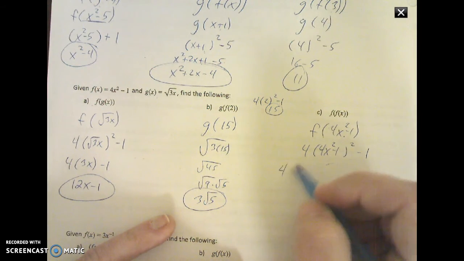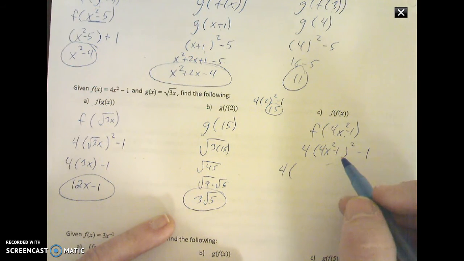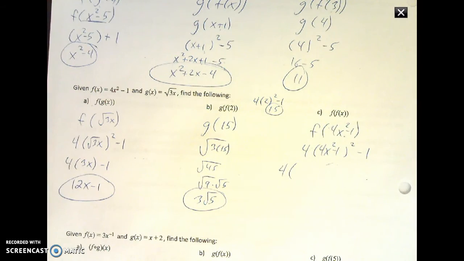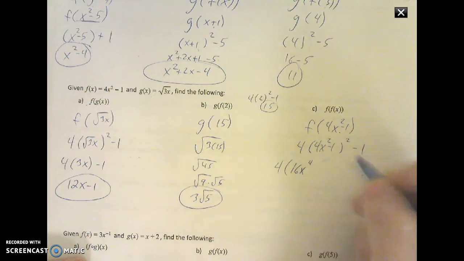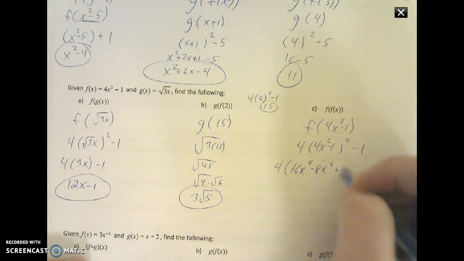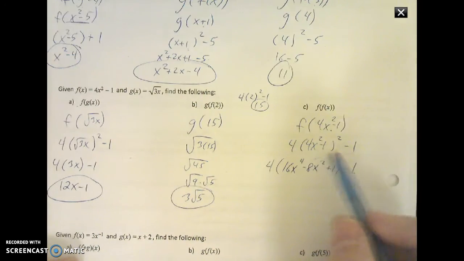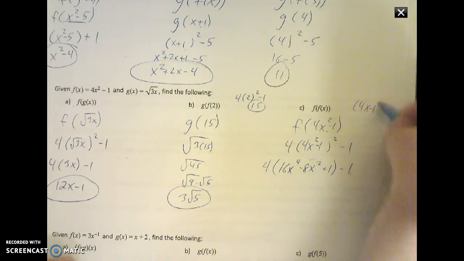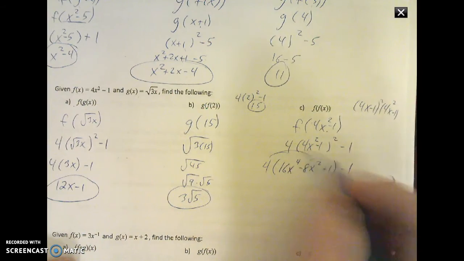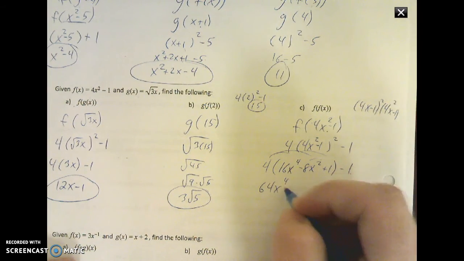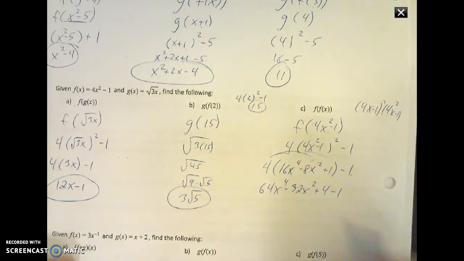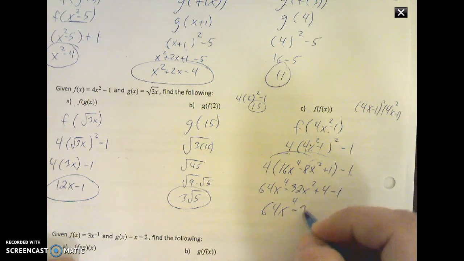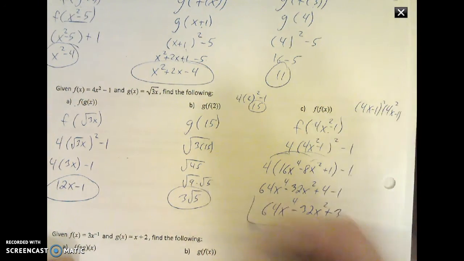Okay, so the 4 chills out front. I have to FOIL this all out. Then you can FOIL this 4x squared minus 1 out. 16x to the 4th minus 8x squared plus 1 minus 1. If you need to, you can do the work off to the side up here. Square, and you can FOIL it all out. Distribute the 4 in. We get 64x to the 4th minus 32x squared plus 4 minus 1. And finally, 64x to the 4th minus 32x squared plus 3. Okay?